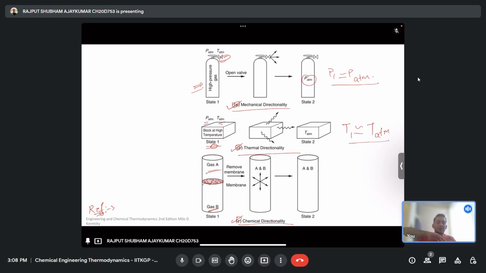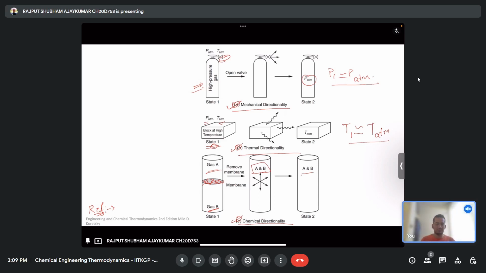In simple terms, they will try to equilibrate into each other, and they will mix up and form a homogeneous system. After some point of time, there will be a homogeneous gas mixture. So this is called the chemical directionality, that is, the chemical potential in terms of the driving force. Okay. So please remember all these things, all the three equilibrium concepts, and how this actually happens.